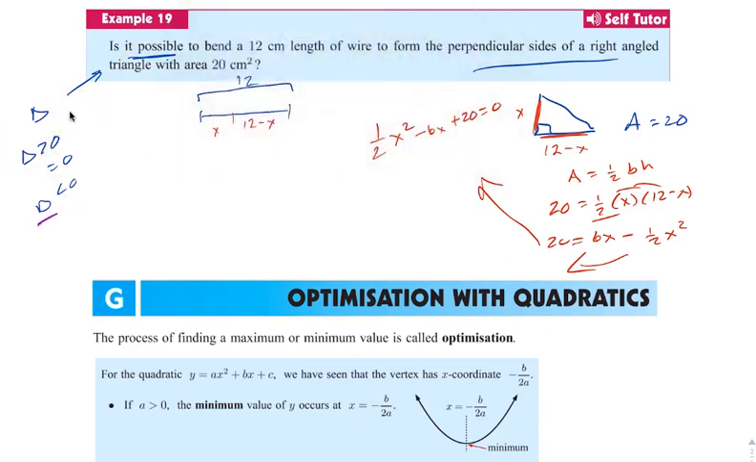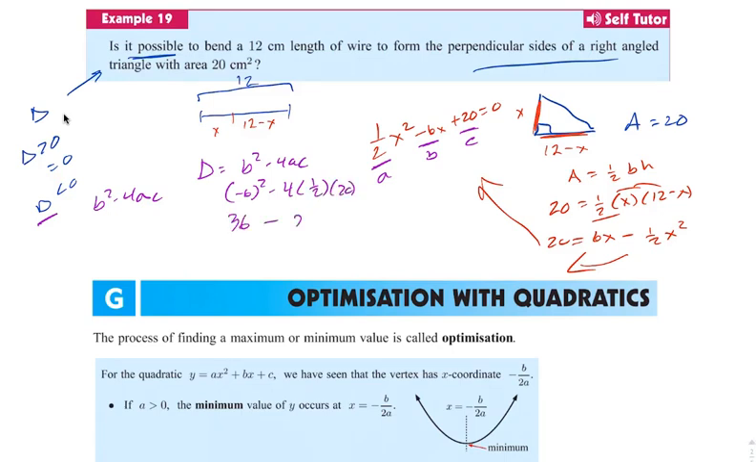The discriminant is b squared minus 4ac. Here's my a, here's my b, here's my c. So we're just going to do the discriminant. Let's see, checks if it holds. So I'm going to have negative 6 squared minus 4 times 1/2 times 20. So it's 36 minus 2 times 20, 36 minus 40, so negative 4.